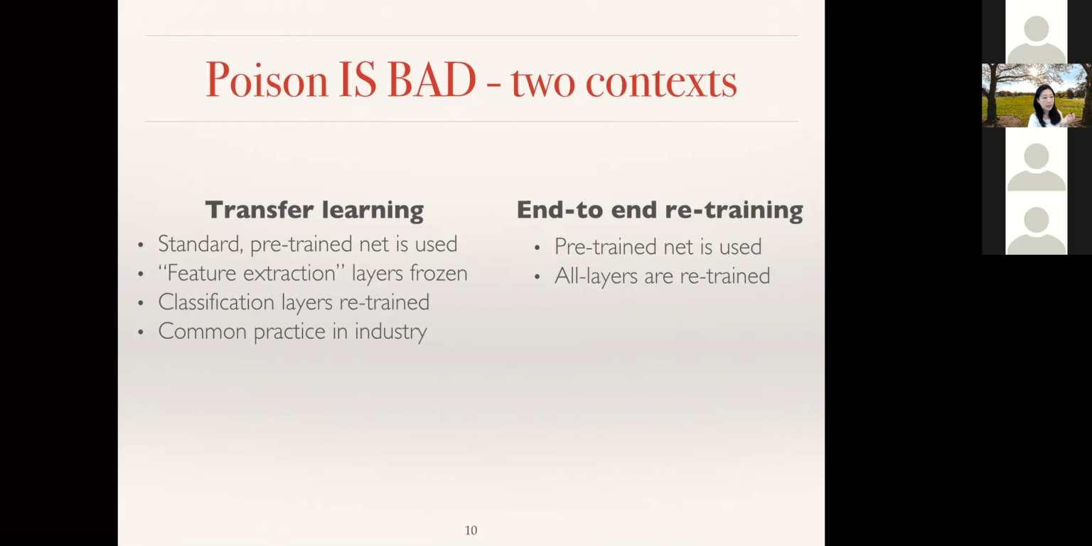Even in the end-to-end retraining framework, sometimes the pre-trained network is used. This is also why poisoning is especially bad, because if you use a pre-trained network, this pre-trained network could be poisoned. Even if you retrain all layers, you started with something that's really bad and potentially could still be stuck in that kind of bad region.